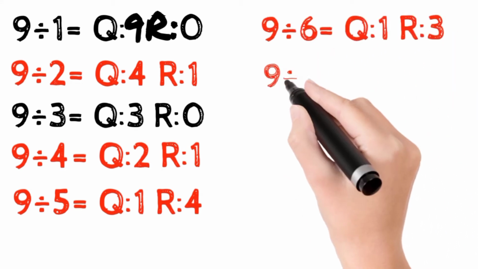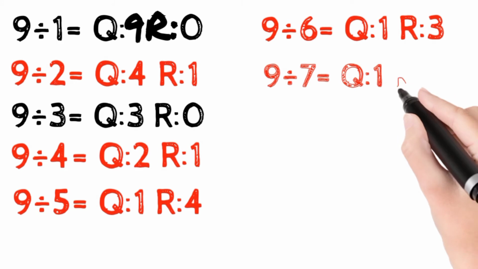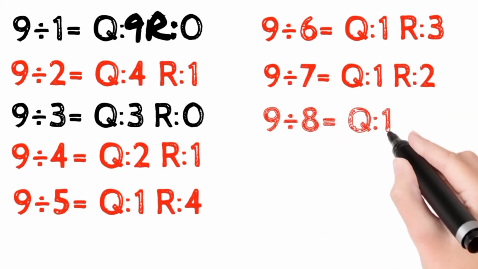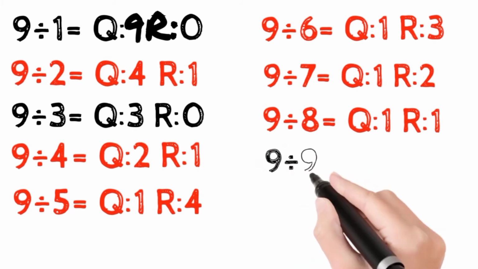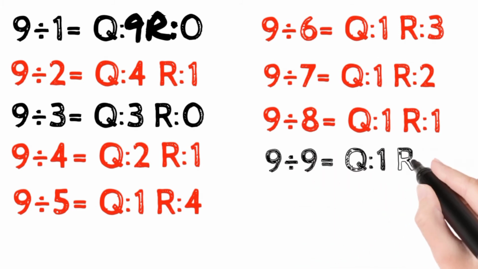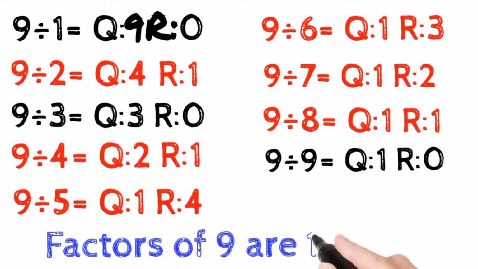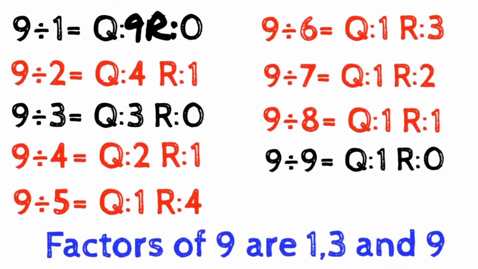Here you can see the numbers where we are getting remainder as 0 are mentioned in black colors, and where remainder is not 0 are mentioned in red colors. So we can see only with 1, 3 and 9 the remainder is 0. That means factors of 9 are 1, 3 and 9.